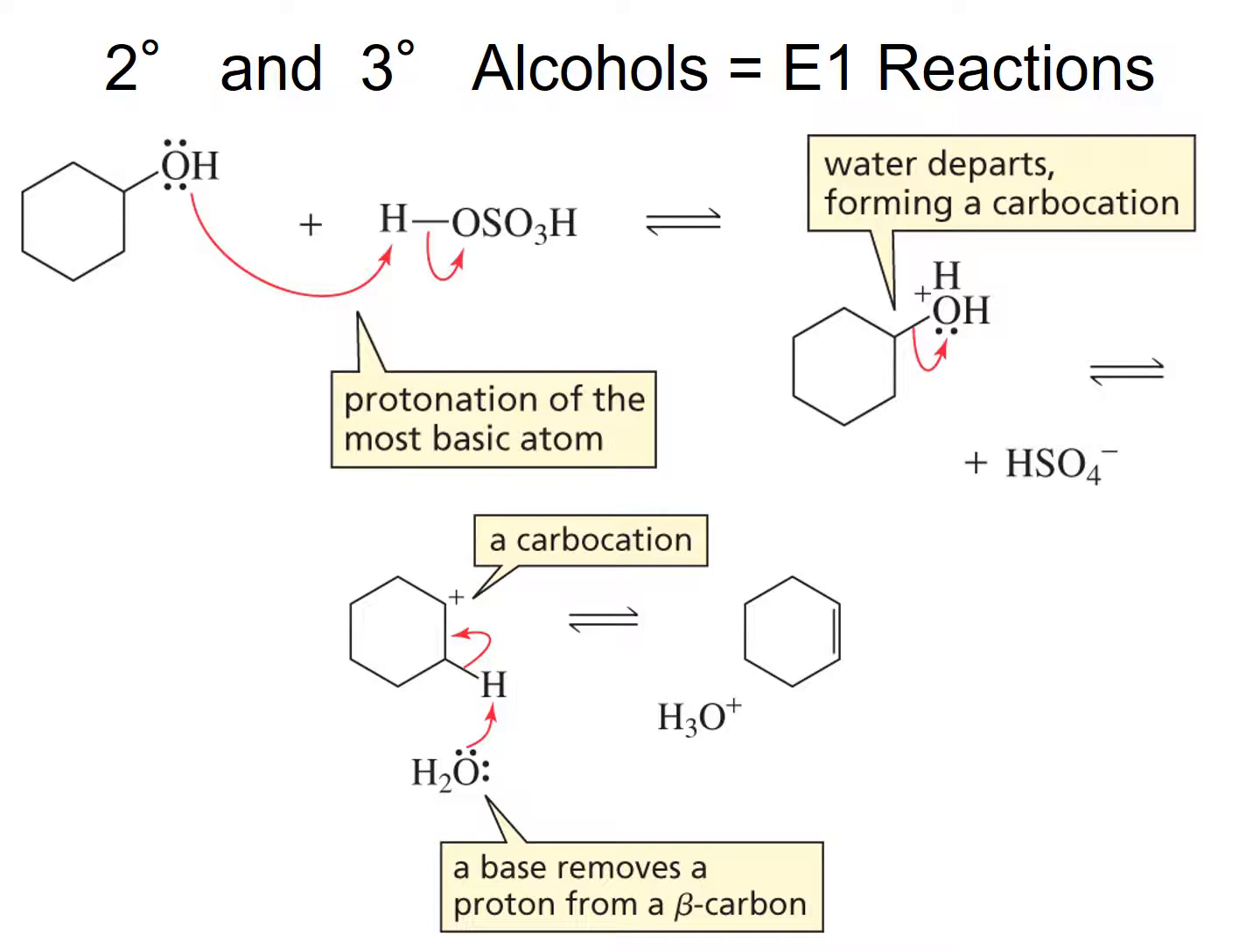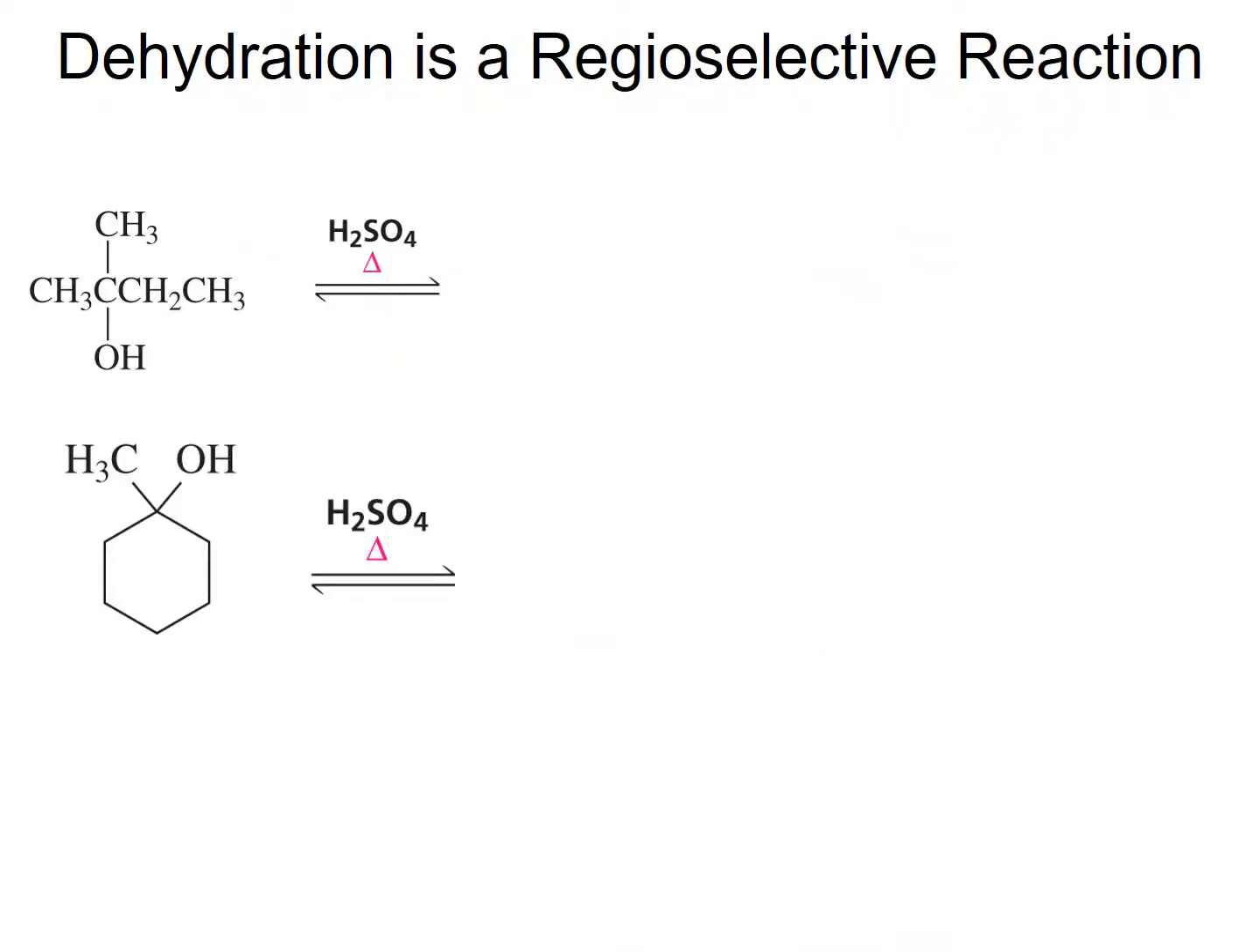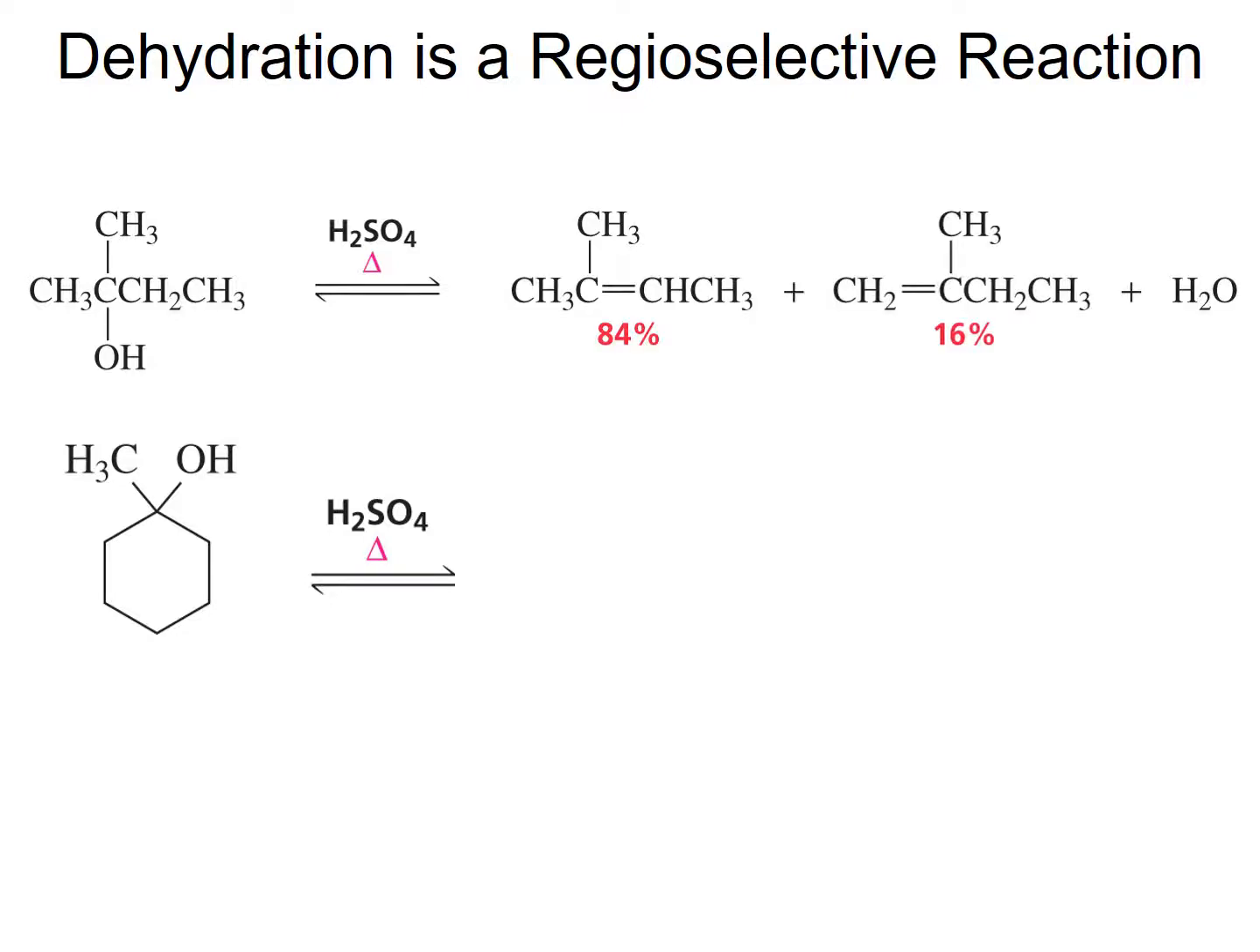Remember, for the elimination reactions, your base is going to take a hydrogen from the carbon next door to your carbocation. If you look at both of these, we now have options as to what carbon we will take the hydrogen from. Remember our rules, we're looking at making the more substituted product, so we are going to have a regioselective reaction here, where our H2SO4 is going to give us a major product of the more substituted double bond at 84% and the less substituted double bond at 16%.